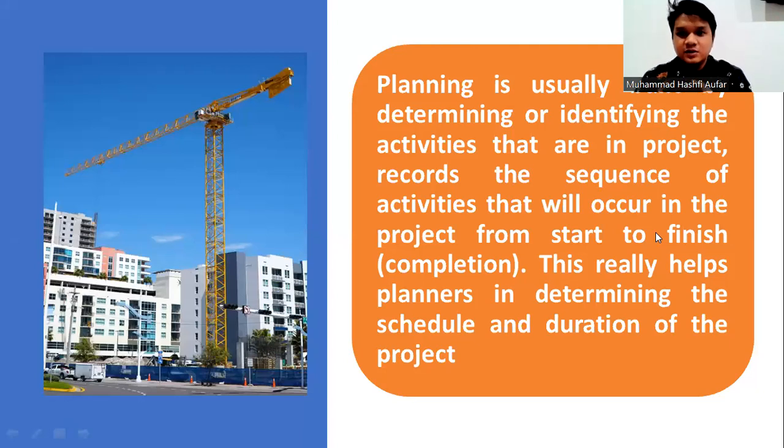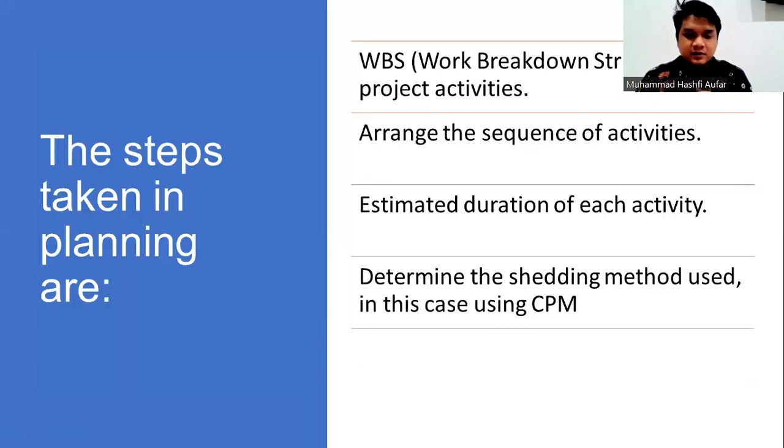Project planning is usually built by identifying the activities in the project and recording the sequence of activities that will occur from start to finish. This really helps the planner in determining the schedule and duration of the project. The steps for planning are: WBS, the work breakdown structure of the project activities; arrange the sequence of activities; estimate the duration of each activity; and last, determine the scheduling method used.